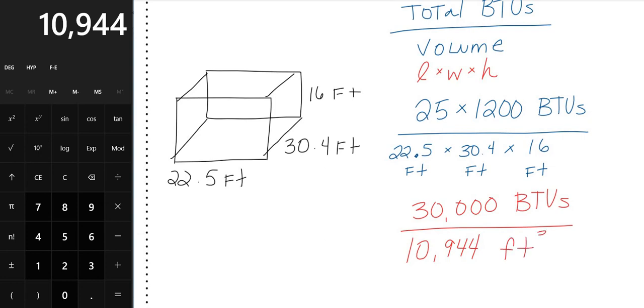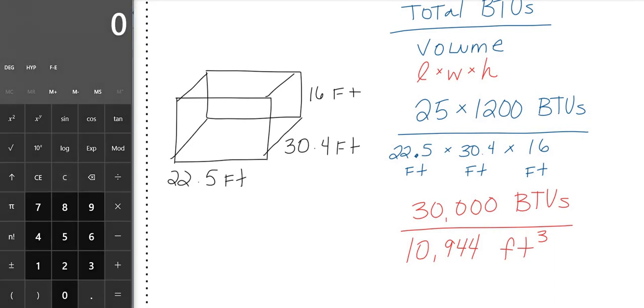Feet cubed. And now all we need to do is divide. So back to the calculator. 30,000 divided by 10,944 equals. That is how many BTUs per cubic foot were produced. Now let's take a look at how it said to round. It said to the nearest whole number. So 2.7, I'm going to look at the 2, that's the whole number, and you look next door at the 7, and the 7 says round 2 up 1. So it's going to be about 3 BTUs per cubic foot.